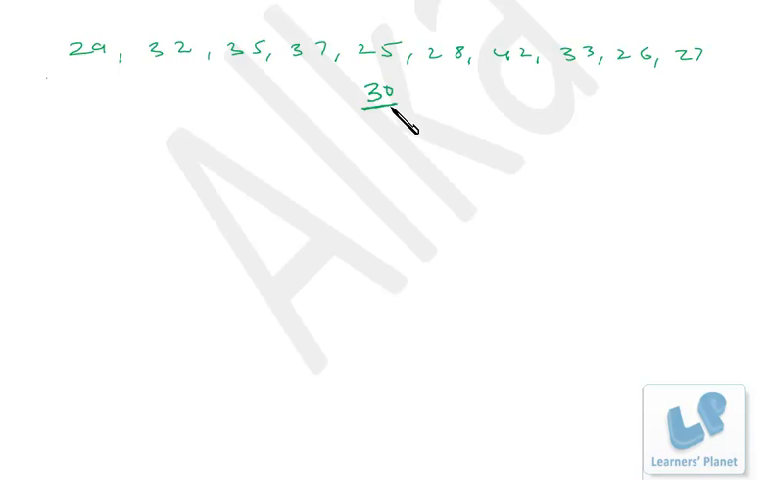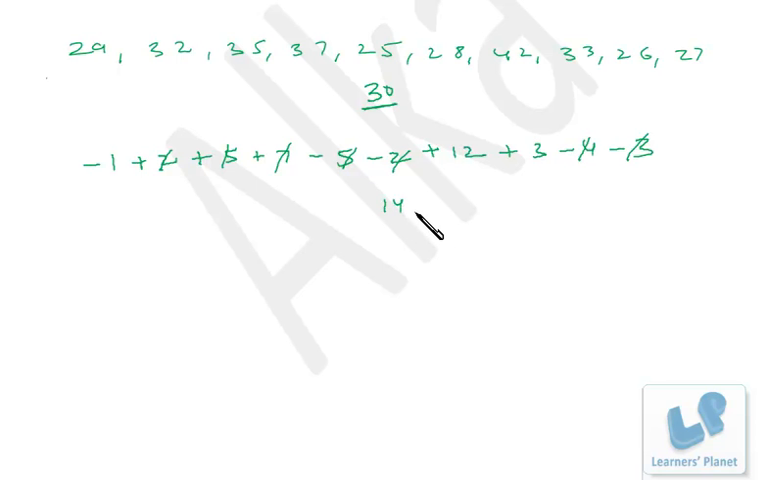Now what is the next step? I'll be looking at the deviation from this assumed average. So 29 is minus 1, 32 is plus 2, it is plus 5, it is plus 7, it is minus 5, it is minus 2, it is plus 12, it is plus 3, minus 4, minus 3. Now cancel whatever is getting cancelled. Positive 5, negative 5, plus 2, minus 2. So it's 12 plus 3, 15, minus 1, 14, right? So the total difference is 14 there.